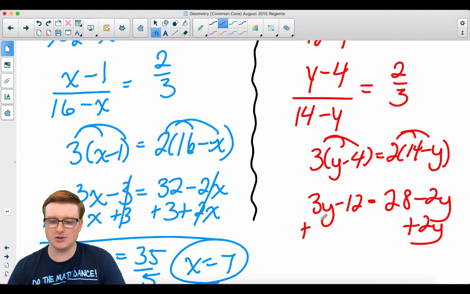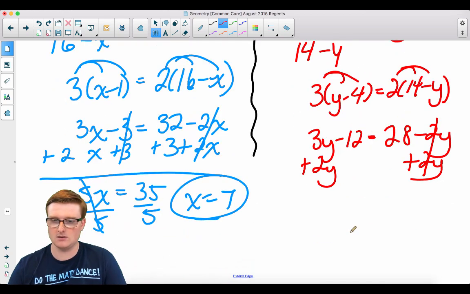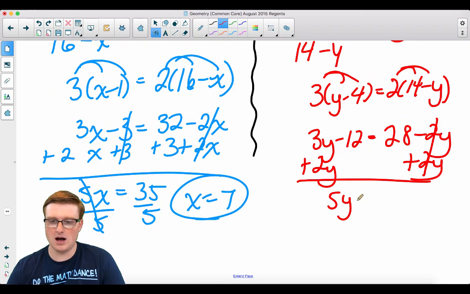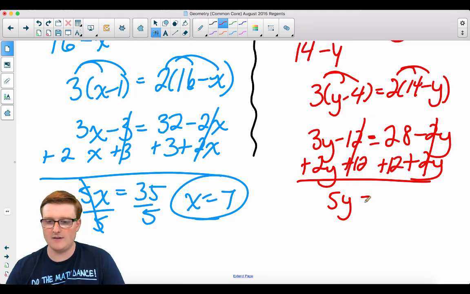Add the 2y on both sides. We get 5y, and we're going to add the 12 on both sides too. We get 5y is equal to 40. Divide by the 5 on both sides, and you get y is equal to 8.